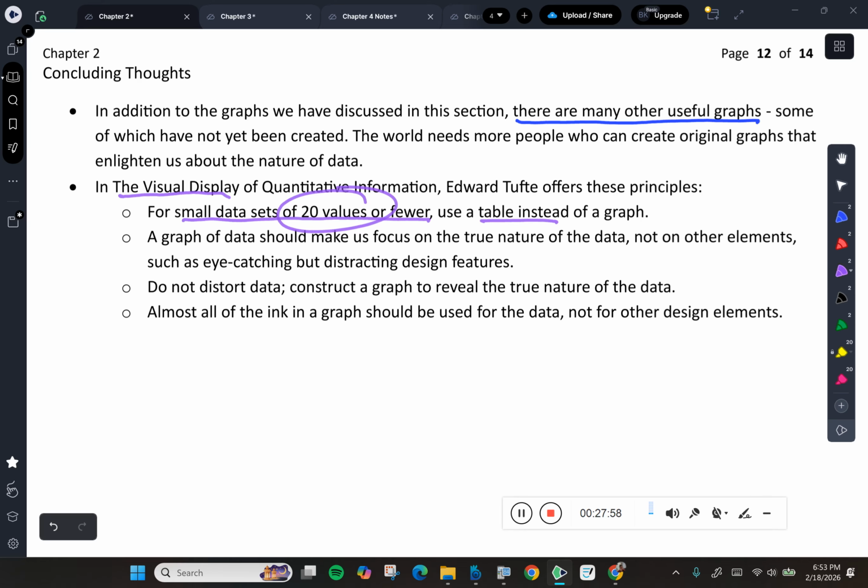Okay? The purpose of a graph should be to focus on the nature of the data, right? Don't make it overly distracting. Don't distort data. Make a graph that tries to reveal the truth, the true nature of the data, right? And the ink in the graph should be used for the data, not for making it pretty. If you spend too much time making it pretty, it just makes it harder to read for most people.